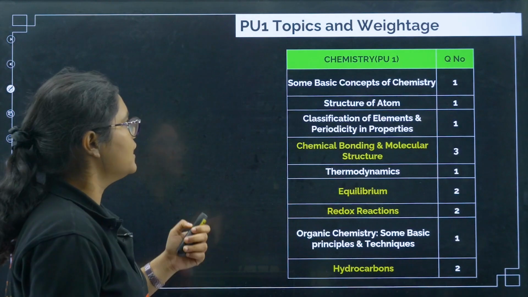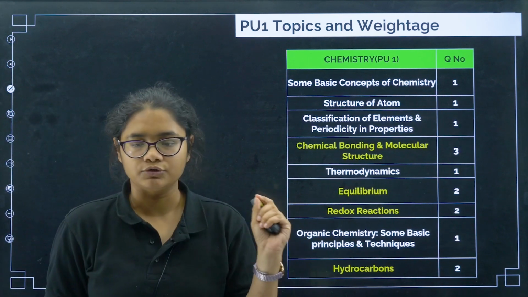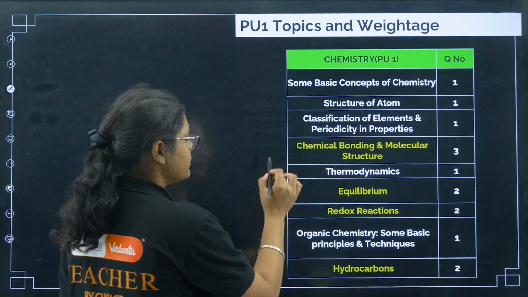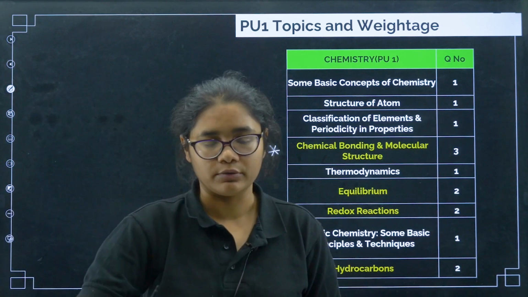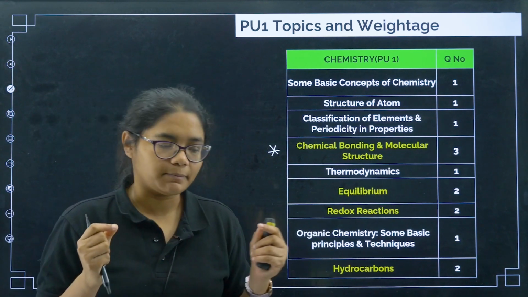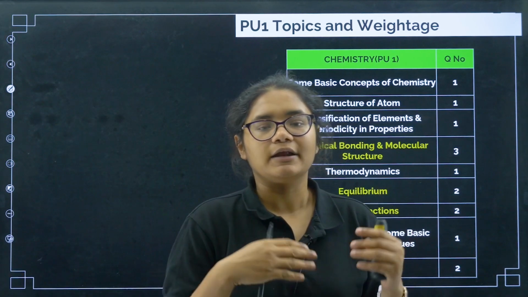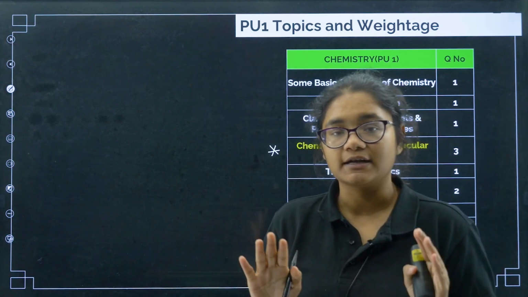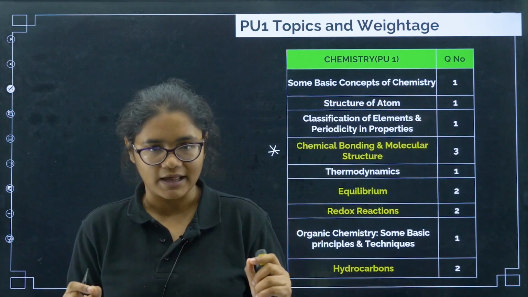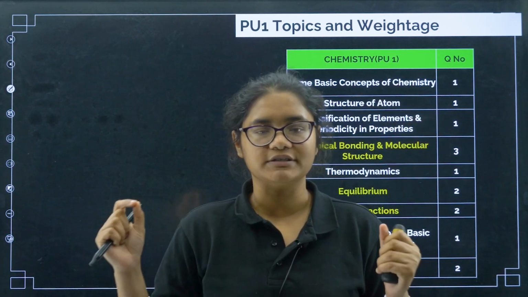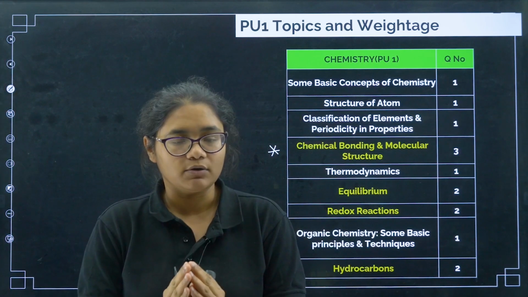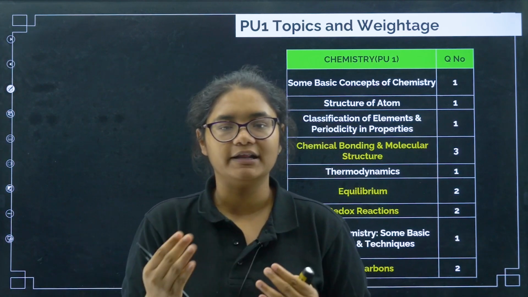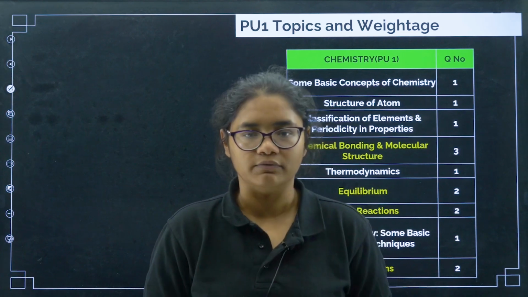Now coming forward to the PU1 topics that you should be focusing on. As I told you, chemical bonding. Suppose you are not getting time to study PU1 now because you are preparing for your board examinations and the PU2 syllabus, that is also fine. Just focus on that. Do the PU2 chapters in a holistic manner. If you are skipping PU1 right now, do not worry. In the 10 days after the exam, you can cover the PU1 syllabus.